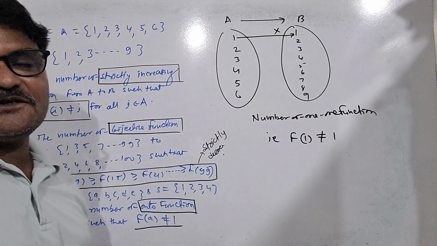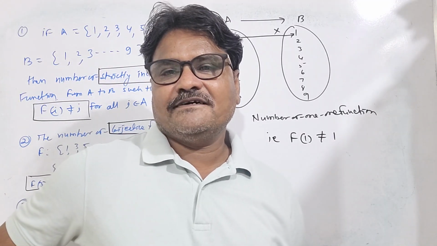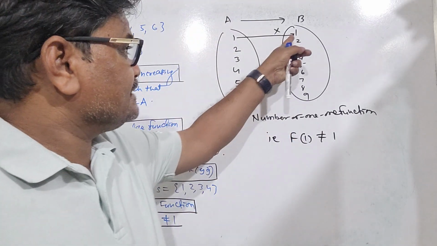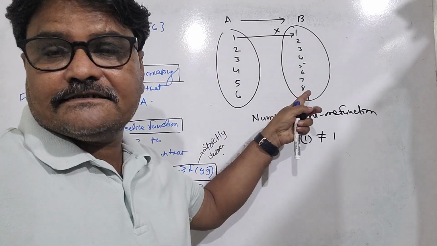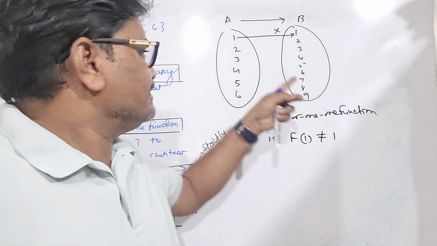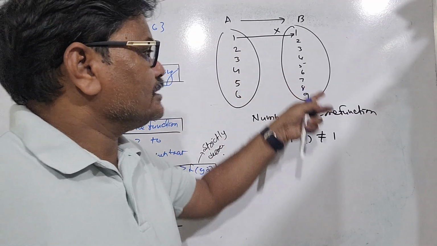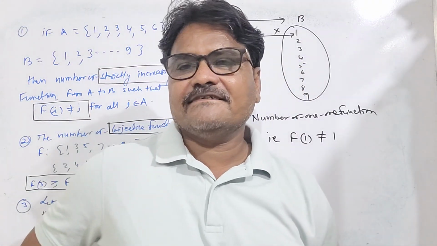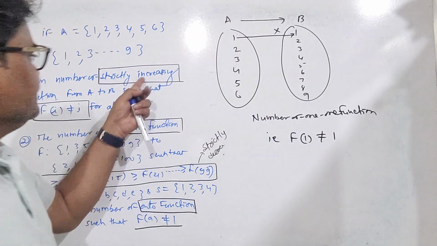Correct. f1 is not equal to 1. Then we have to find out the number of one-one functions. If 1 is not there, then we are remaining with 8 elements, where these 1, 2, 3, 4, 5 and 6 should be associated with these 8 elements, with the condition that the function should be strictly increasing.